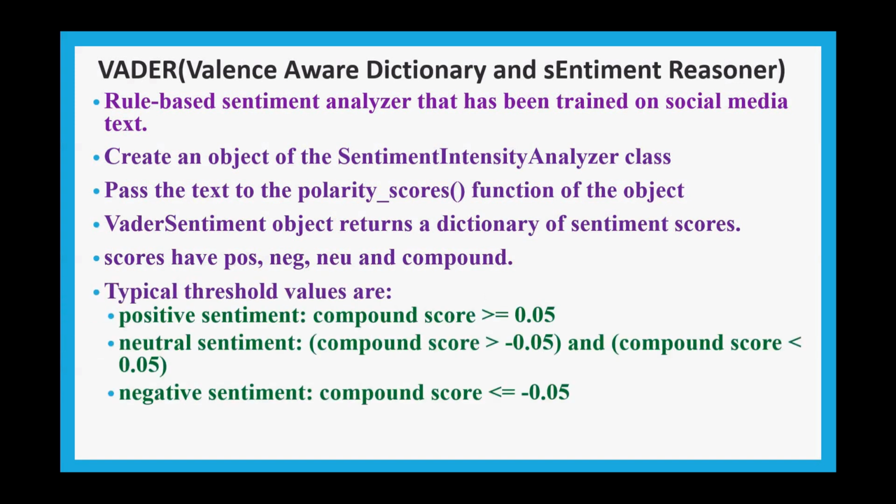Okay. So to classify a text as positive, negative or neutral in VADER, you can apply these threshold values. For positive sentiment, the compound score should be greater than or equal to 0.05, and for neutral sentiment, the compound score should lie between -0.05 and +0.05. For negative sentiment, the compound score should be less than or equal to -0.05.